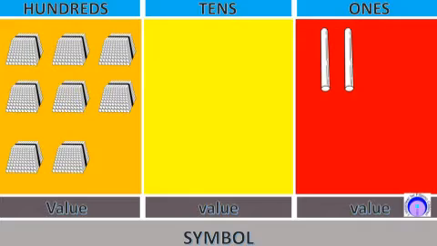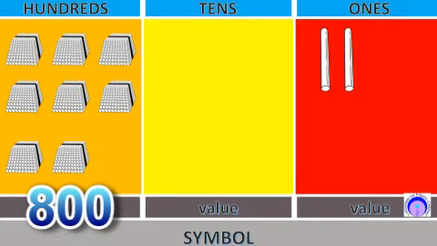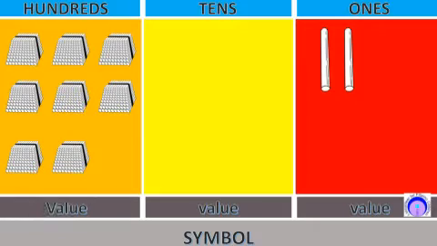How about this example? Can you guess the symbol? But first, we have to identify the value for each place. Like for example, in hundreds place, there are 8 pieces. Therefore, 8 times 100 is 800. The value is 800.